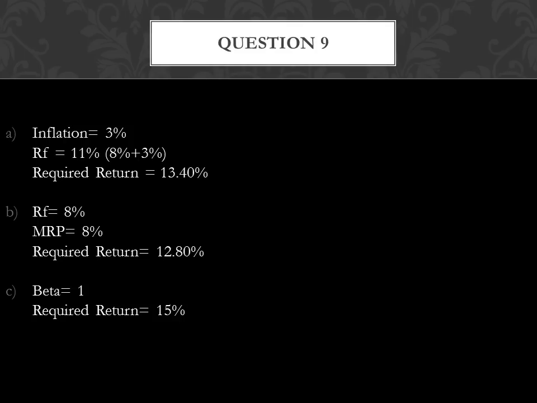When the inflation rate increases by 3%, the adjusted risk-free rate is 11%. This gives a required return of 13.4%. When the market risk premium is 8% and the risk-free rate is back to 8%, the required rate of return is 12.8%. When beta equals 1, the required rate of return is going to be equal to the return on the market, in this case, 15%. All these calculations were made using the CAPM formula.